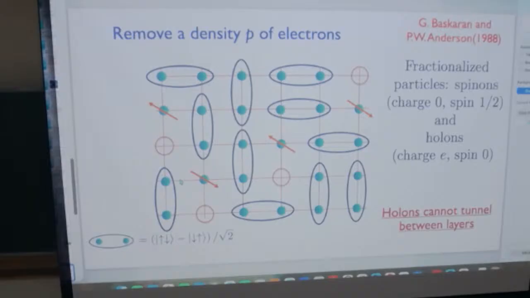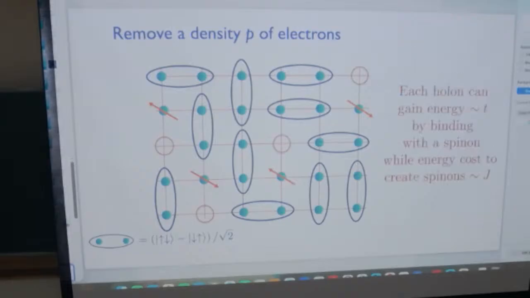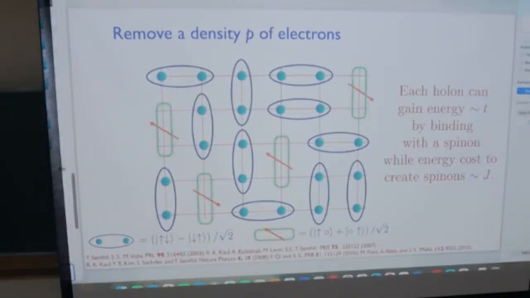So what's this FL star state? Well, it's a cousin of the state. What we're going to argue is that the holons and spinons, as they hop back and forth like this, that gains you energy t. And to create these spinons required an energy J, but t is bigger than J. So in fact, these holons and spinons will bind to each other, forming a magnetic polaron, this green object. The green object is just a spinon and holon exchanging positions.